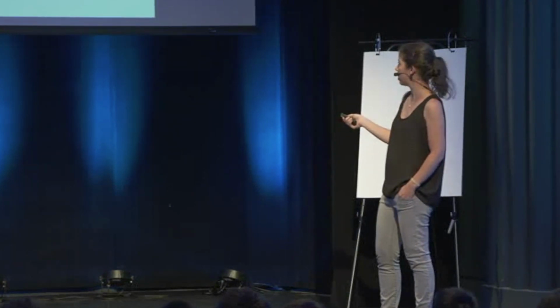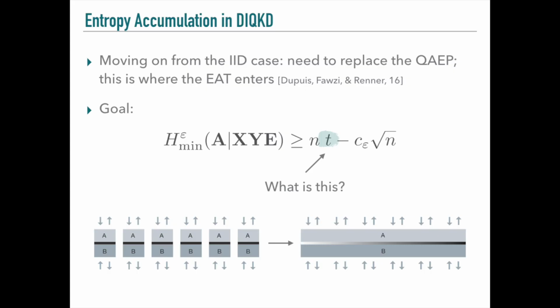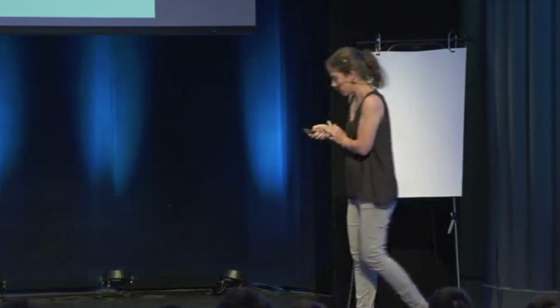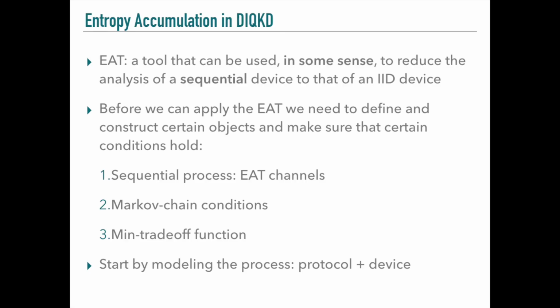But when we go to the sequential case here, we have this huge thing, and there isn't any object which we can think of as just this one system. So we need to understand what t is here. Okay, and I hope it will become clear. So the entropy accumulation is a tool that can be used in some sense to reduce this case of analyzing the sequential setting to the IID setting.